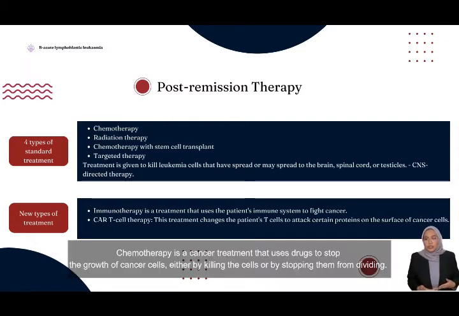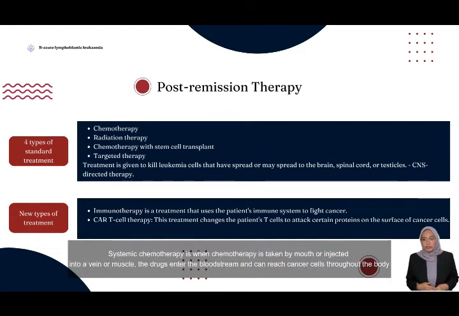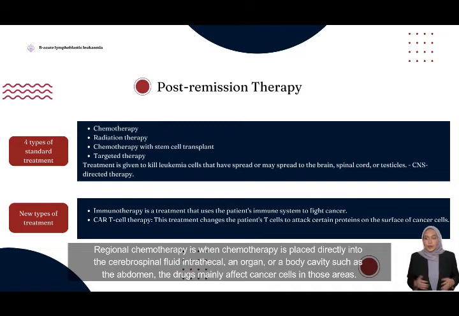Chemotherapy is a cancer treatment that uses drugs to stop the growth of cancer cells, either by killing the cells or by stopping them from dividing. Systemic chemotherapy is when chemotherapy is taken by mouth or injected into a vein or muscle. The drugs enter the bloodstream and can reach cancer cells throughout the body. Regional chemotherapy is when chemotherapy is placed directly into the cerebrospinal fluid, an organ or a body cavity such as the abdomen. The drugs mainly affect cancer cells in those areas.